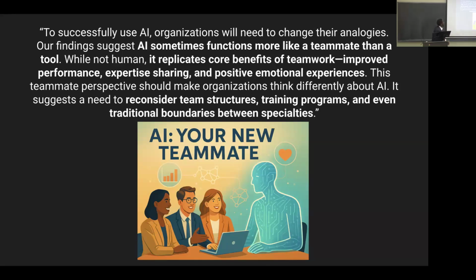Some of the interesting results from this, and I just copied this directly from the study, is that to successfully use AI, organizations need to change their analogies. Our findings suggest that AI sometimes functions more like a teammate than a tool. While not human, it replicates core benefits of teamwork: improved performance, expertise sharing, and positive emotional experiences. This teammate perspective should make organizations think differently about AI. It suggests a need to reconsider team structures, training programs, and even traditional boundaries between specialties.